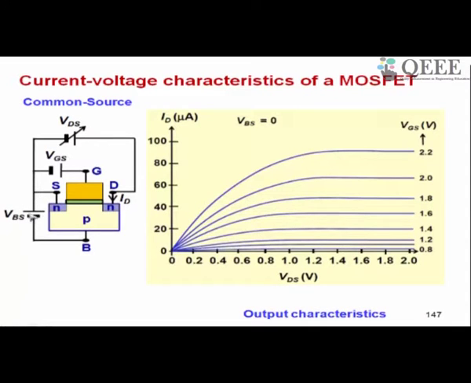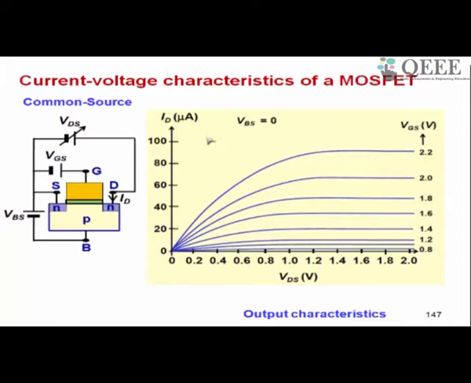So VBS is 0. Once these are shorted, VDB is the same as VDS, because S and B are shorted. So it is ID versus VDS, VBS is 0, and then as a function of VGS. So as you increase your VGS, your current goes on increasing. Okay, that is what we have shown here. Here it was shown VGB, but B is the same as S because bulk is shorted to source.